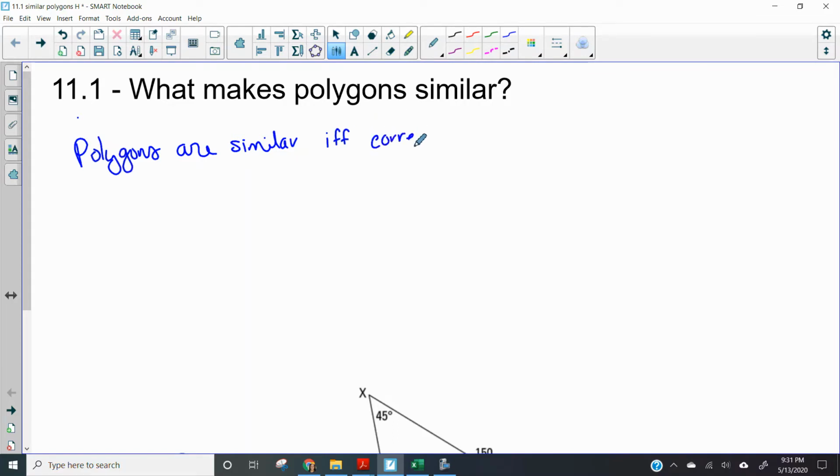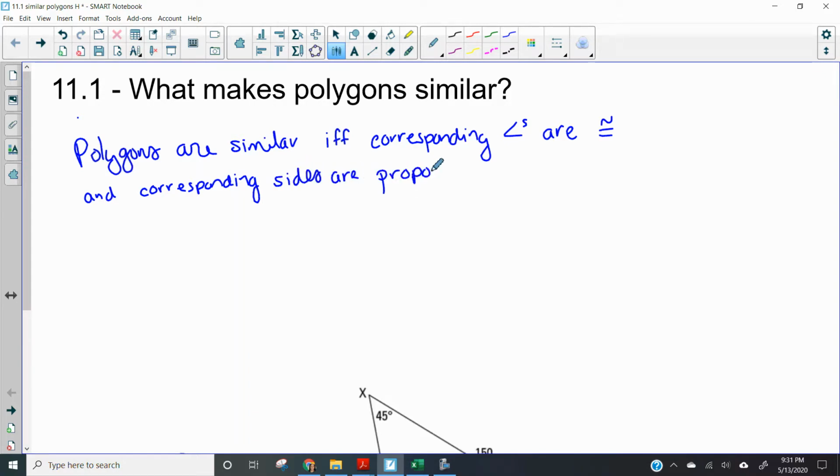The corresponding angles are congruent, and both of these things have to be true. The corresponding sides are proportional. Okay, so corresponding angles are congruent and the corresponding sides are proportional.